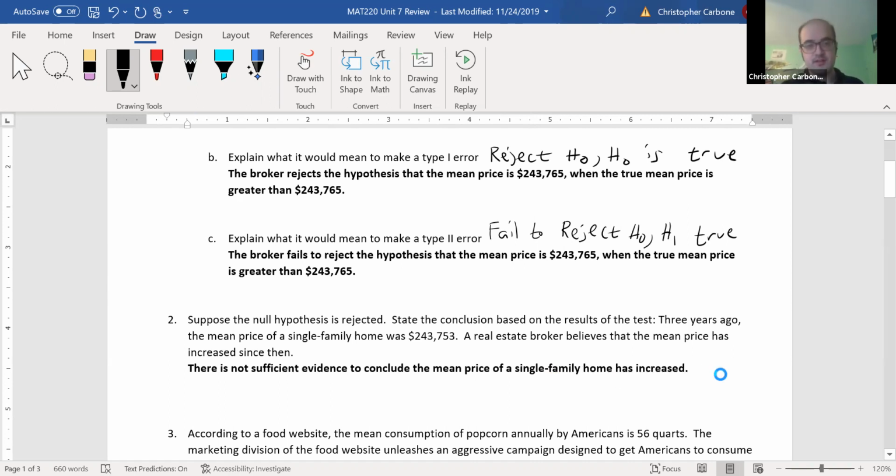Excuse me, since the null hypothesis is rejected, there is sufficient evidence to conclude that the mean price has increased. Since we are rejecting the null hypothesis, this would be in terms of favoring the alternative. So here we are favoring the alternative, which in this case will be that there is indeed sufficient evidence to conclude that the mean price of the single-family home has indeed increased.